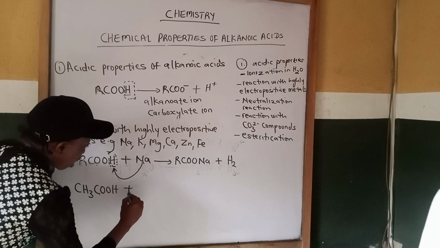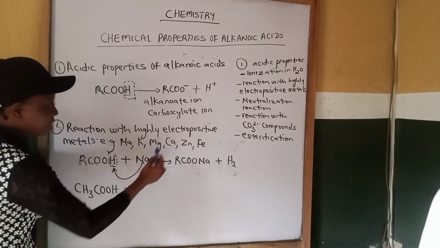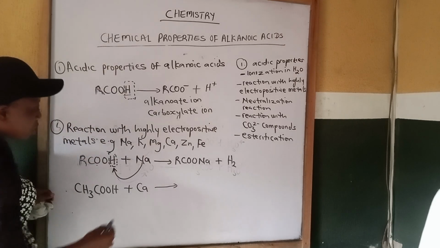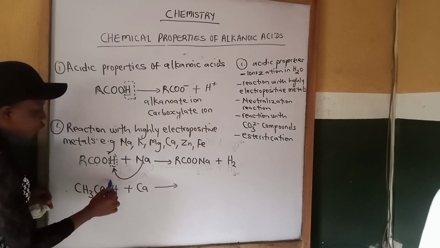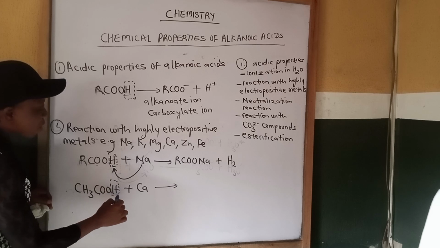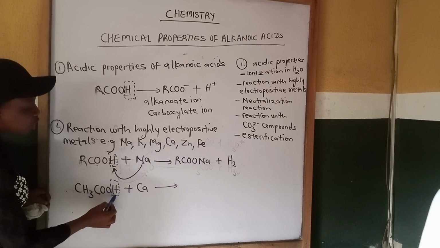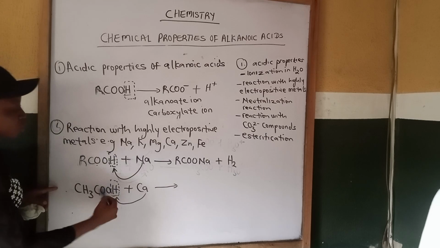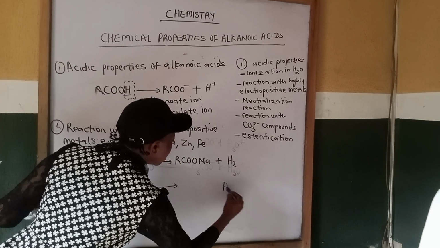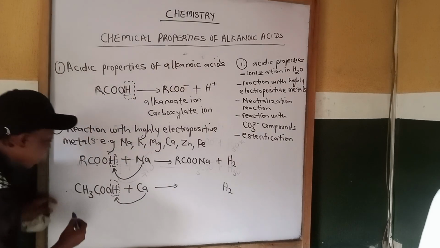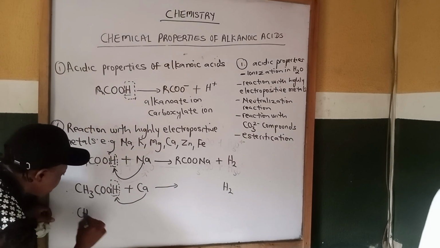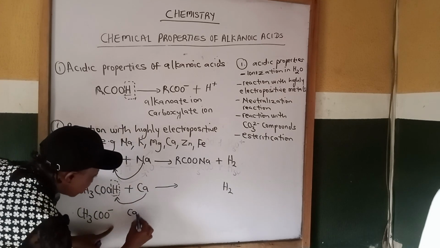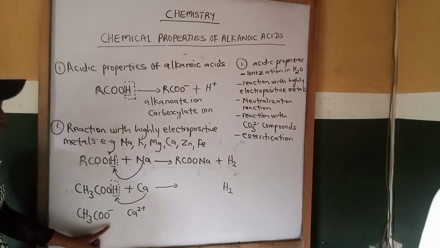CH3COOH plus a metal. Let's use calcium this time around, Ca. What will be our products? This metal will displace hydrogen from the carboxylic group of an alkanoic acid. The hydrogen will be displaced and the metal will occupy its position. The hydrogen will be liberated in form of gas, H2. Then this metal will come here. Let's look at this: the CH3COO minus. Then calcium that wants to come in is 2 plus.